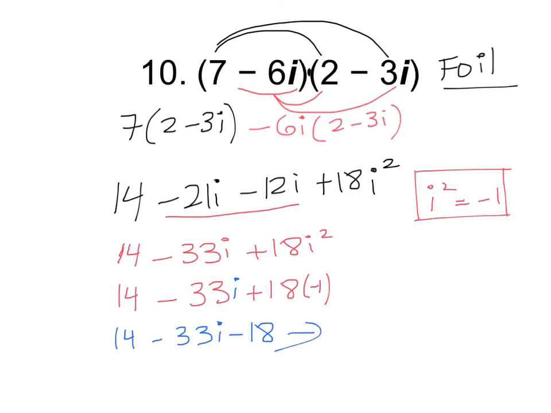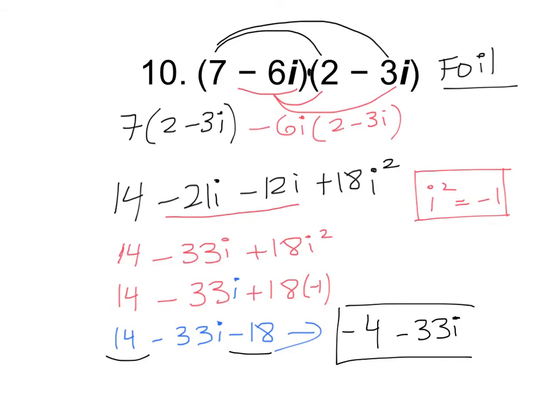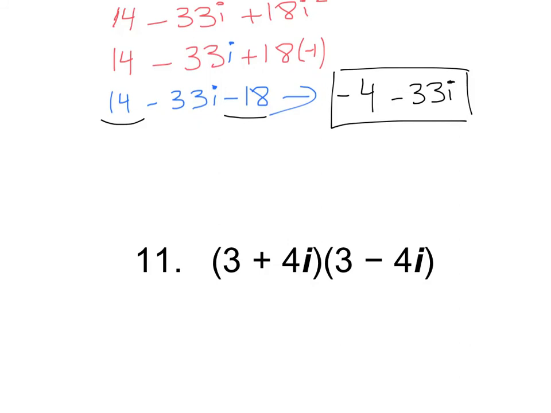Okay, so then, you see what I did? I forgot to copy the i down. There's an i in the negative 33. So then what's going to happen is that I'm going to combine the 14 and the negative 18 to give me a negative 4, and I'm going to copy the negative 33i down. So that is how you multiply complex numbers. Now go ahead and try number 11 on your own.